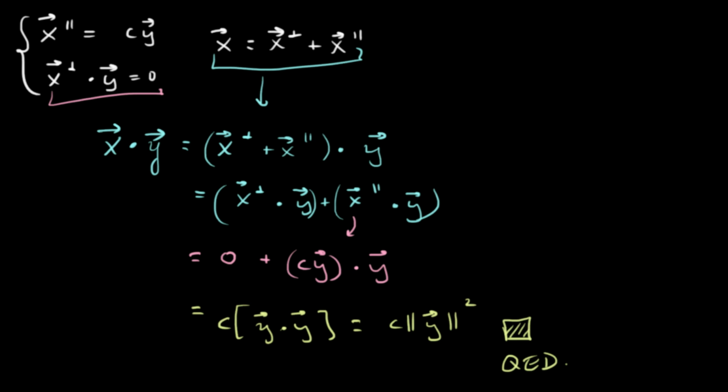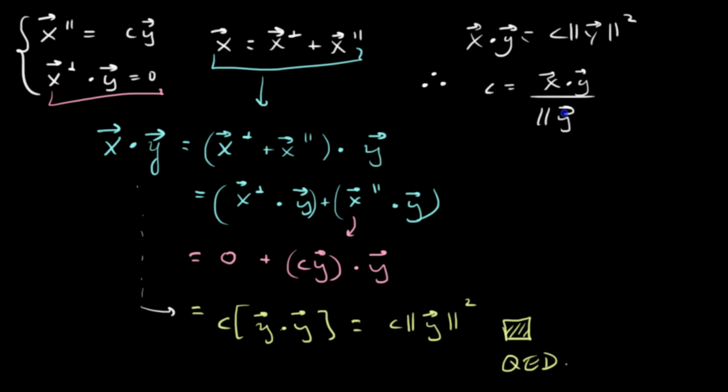Whatever, it's fine. So this is an important result. What does it mean though? What does this result mean for us? X dot y is equal to, let's go down right here, c times the magnitude of y squared. So this means, therefore, if you put 3 dots here, c is equal to x dot y over the magnitude of y squared.